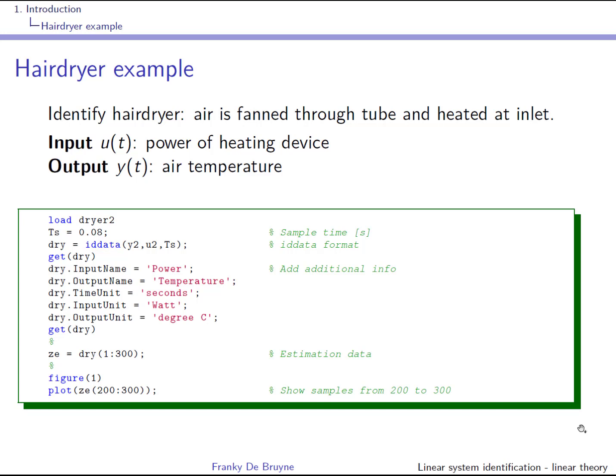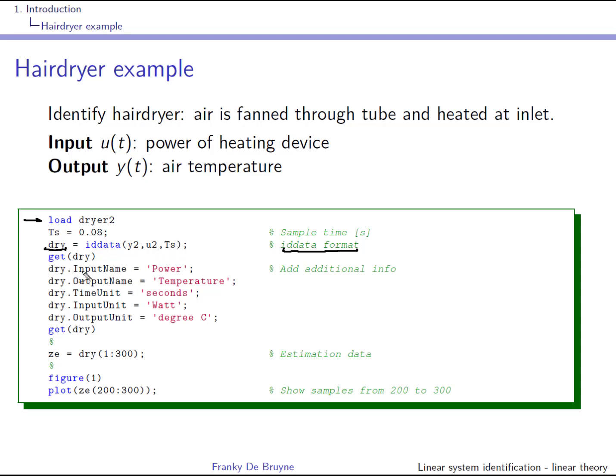You can run this example using the command load dryer 2. This is data that is directly available in MATLAB. The input here is the power of the heating device, in this case the hairdryer, and the output is the air temperature. What is done over here is to use a so-called identification data format. It's really an object. So dry here is an object. It has an output, an input, and a sampling period.